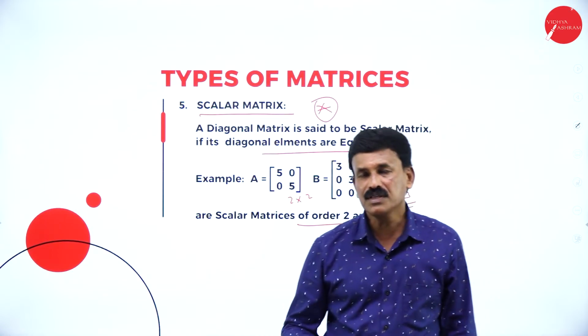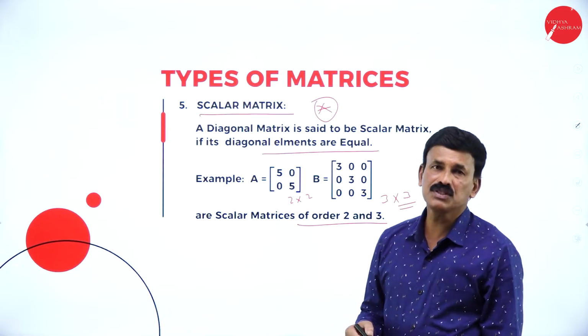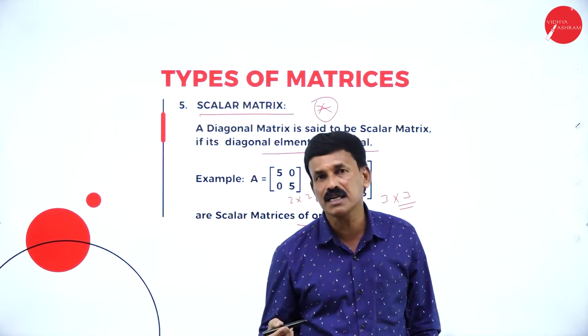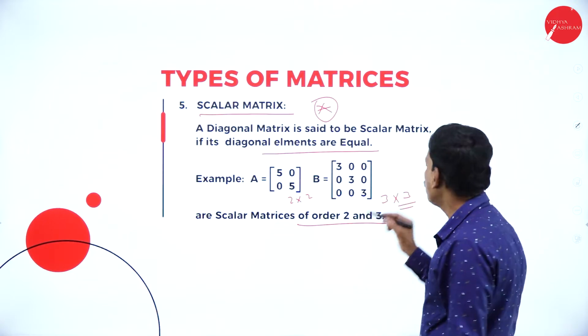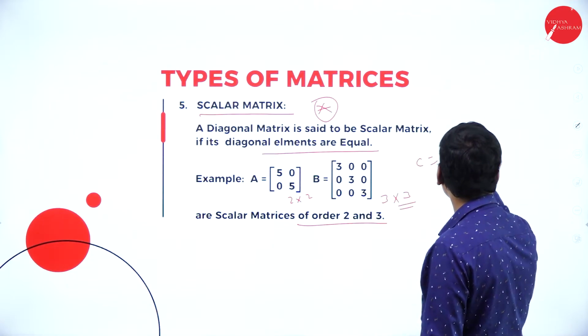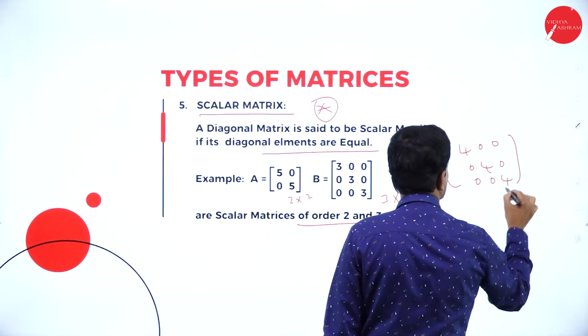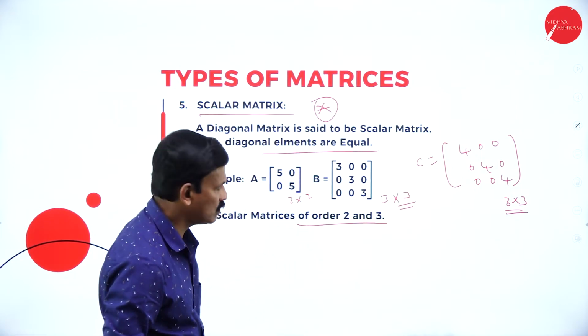Otherwise, you can also define a scalar matrix. It is a square matrix in which all the non-diagonal elements are zeros and the diagonal elements are the same. Then it is also called a scalar matrix. Let us take one more example. C is equal to 4, 0, 0, 0, 4, 0, 0, 0, 4. This is also an example of a scalar matrix of order 3 rows and 3 columns.